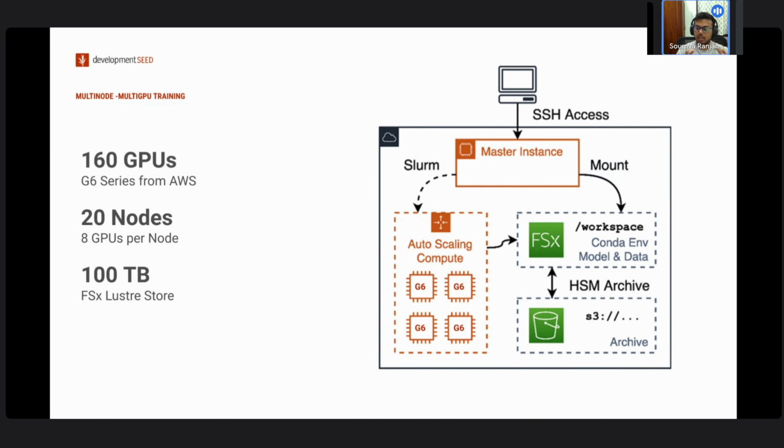To orchestrate this, we rely on AWS ParallelCluster that basically sets up the clusters and creates the master-slave architecture for us. We store our preprocessed data in S3, attach the FSx store to it that pulls the data from S3, and then we use Slurm to schedule our workloads across the entire cluster.